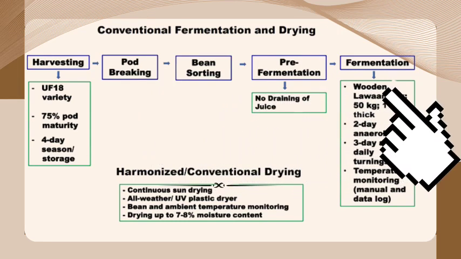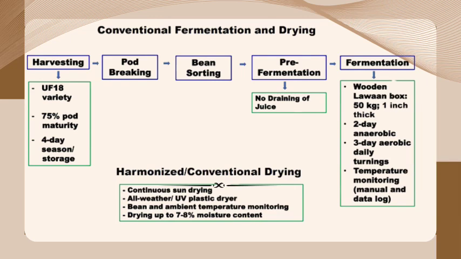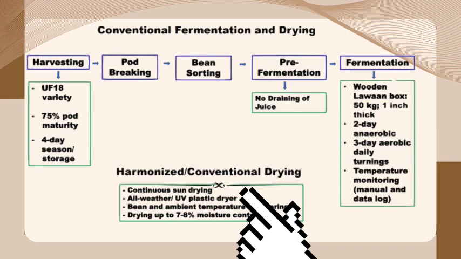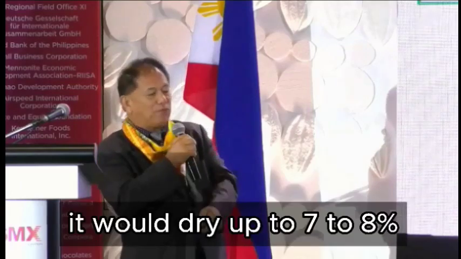Then we differ in the wooden fermenter. For here we use both lawaan, but they differ in thickness. We have the 1-inch thickness. Then for both, we follow the approach of 2-day anaerobic, 3-day aerobic turnings, and we did temperature monitoring of the beans and the ambient. And for the drying, we have continuous sun drying using the all-weather or UV plastic dryer, and we also monitor the bean temperature as well as the ambient temperature, and we dry up to 7 to 8%.